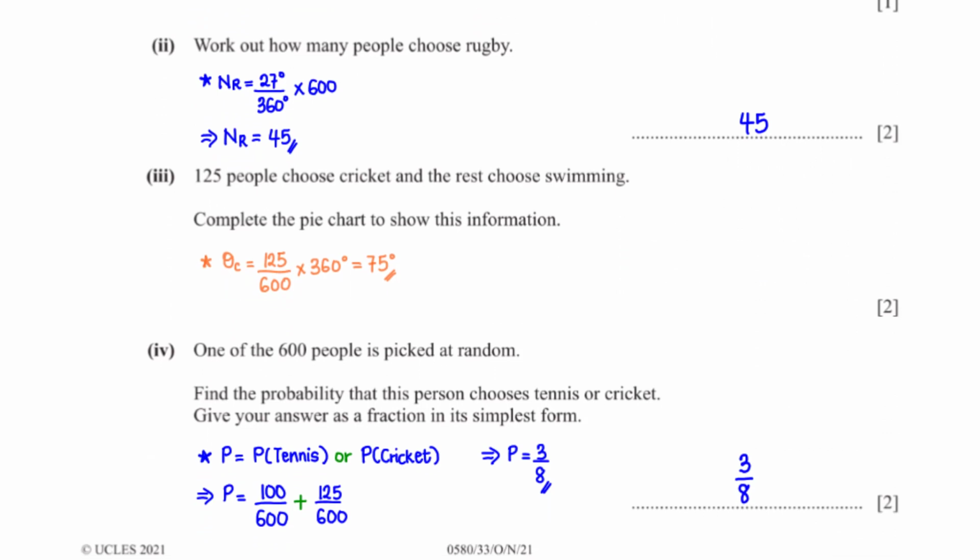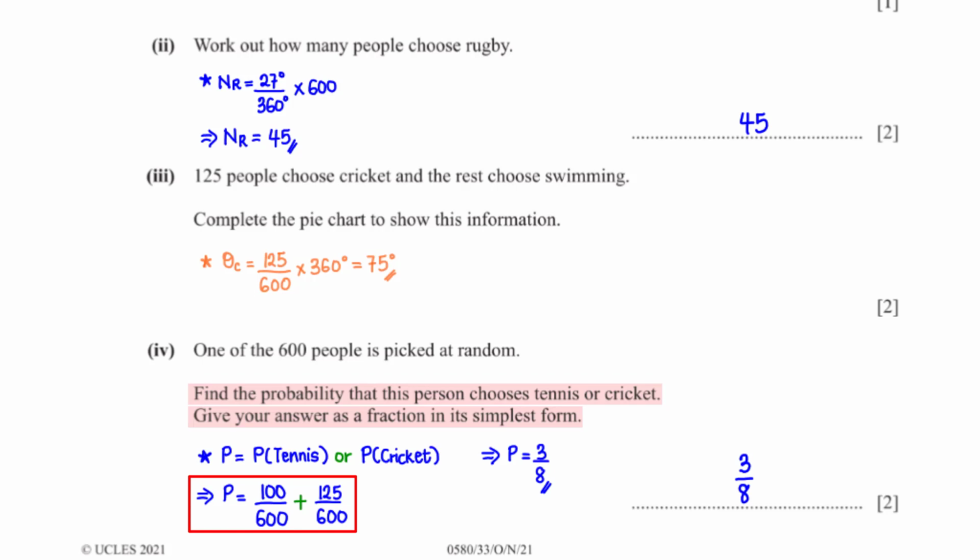One of the 600 people is picked at random. Find the probability that this person chooses tennis or cricket. Give your answer as a fraction in its simplest form. The probability that the person chooses tennis is equal to the number of people who choose tennis, which is 100, divided by the total number of people, which is 600.